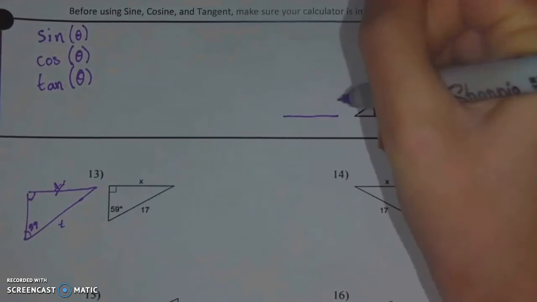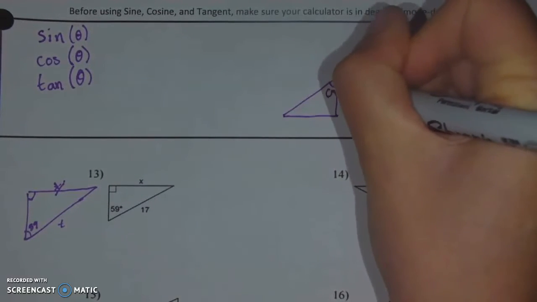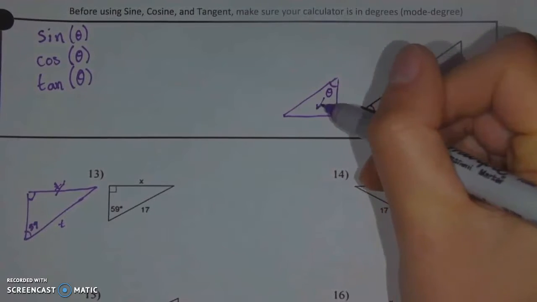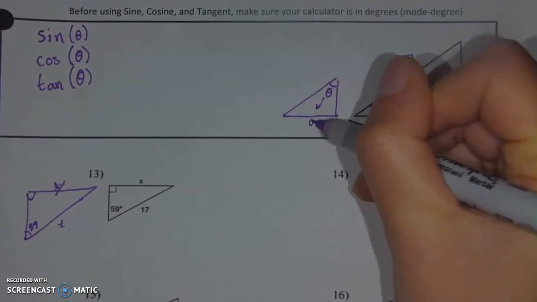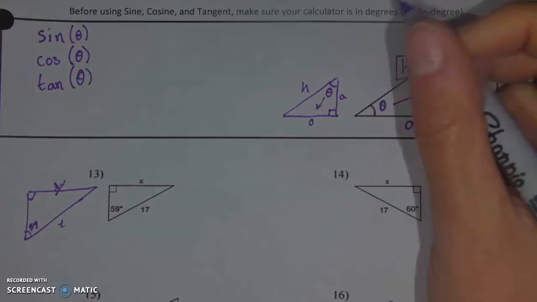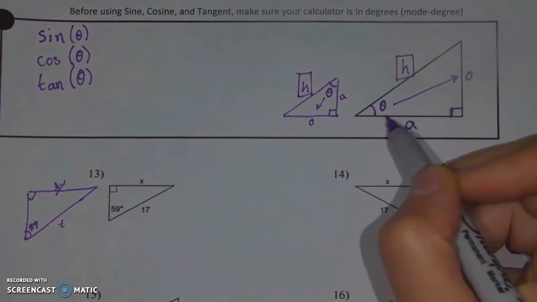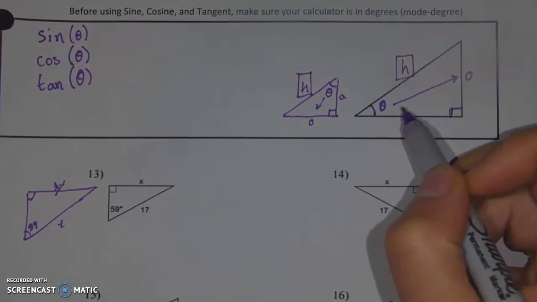So if instead of my triangle the way I had given it to you before, I gave you this one, the opposite side would now be here. The adjacent side would be here, and the hypotenuse will remain unchanged. So the hypotenuse will always be the same, but the O and A might flip-flop depending on what angle is given to you.